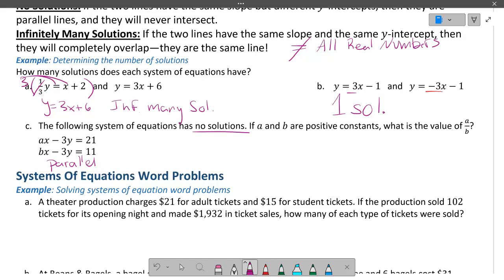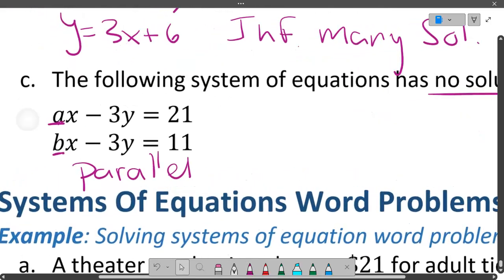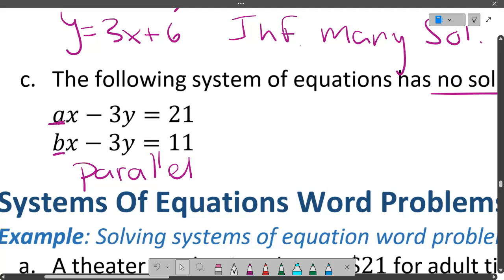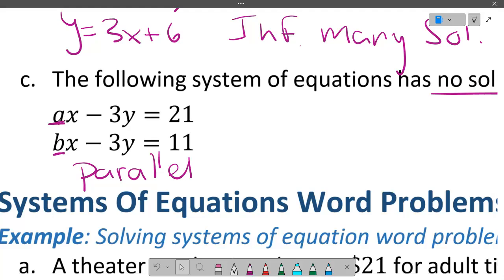So they want us to find the value of A divided by B. A and B are some unknown positive constants. We know these are parallel, so they have to have the same slope. What could I do to these equations so that I could then compare the slopes? I don't want to eliminate y, because that would let me compare the x-intercepts, but I wouldn't be able to find the slope, because I don't have any values for a and b, so there's nothing to calculate there.